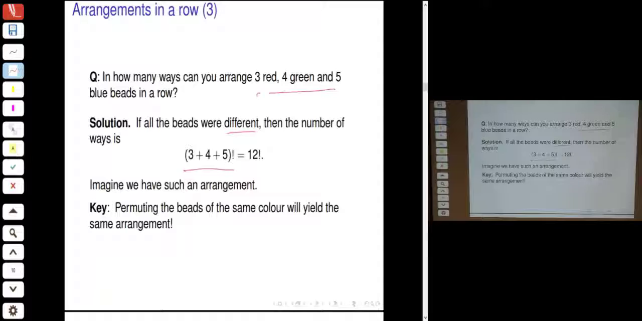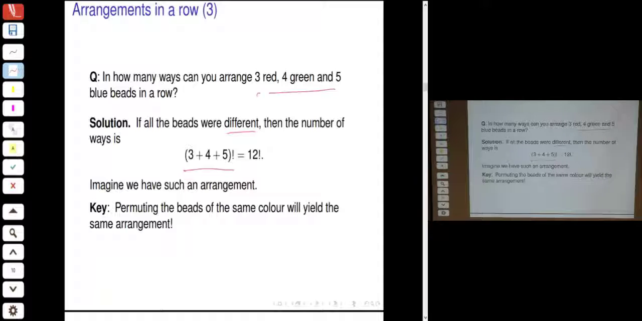So suppose we have that kind of arrangement, but now in reality we have 3 of these beads having the same color red, four of these beads having the same color green, and five of these beads having the same color blue. So we have to take that into account now. Okay? So how do we do that?